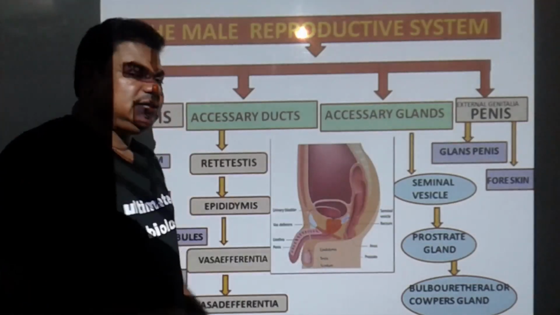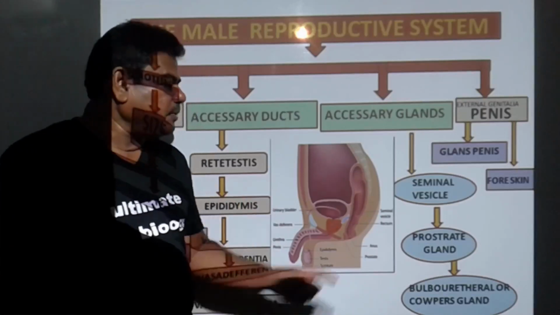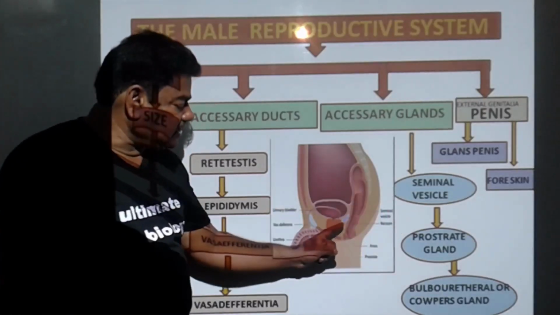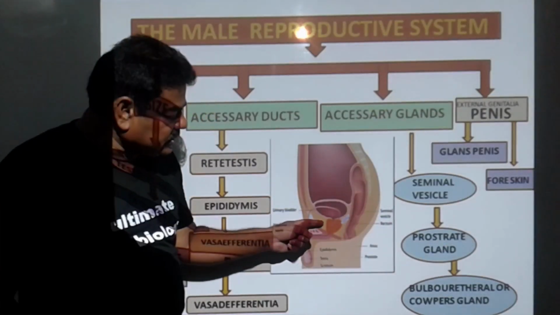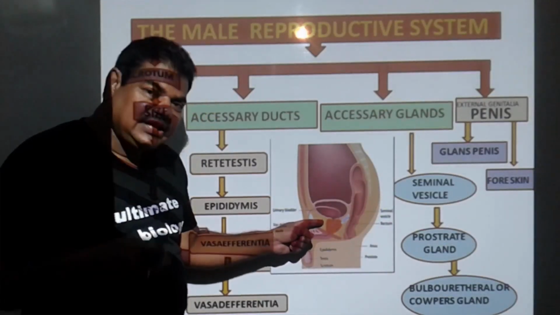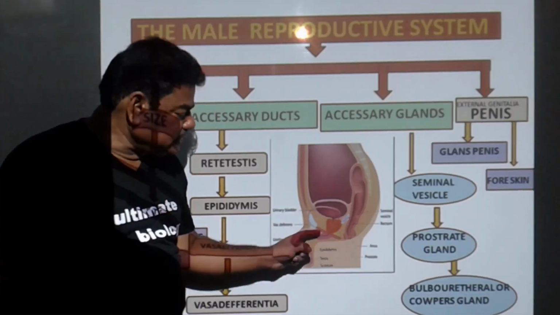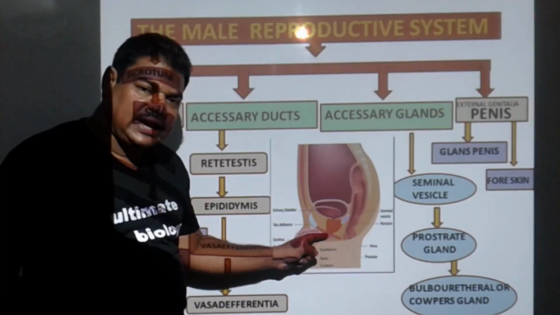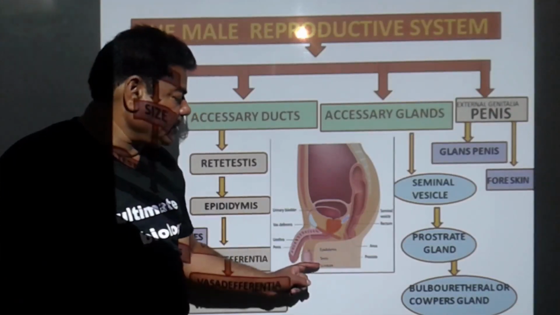Then the accessory glands. Three glands are present in, or associated with, the male reproductive system. One is the seminal vesicle gland. This one is the seminal vesicle gland. Second is the prostate gland. This one is the prostate gland. And the third one we call the bulbourethral gland, or Cowper's gland. It is present here, below the prostate gland.